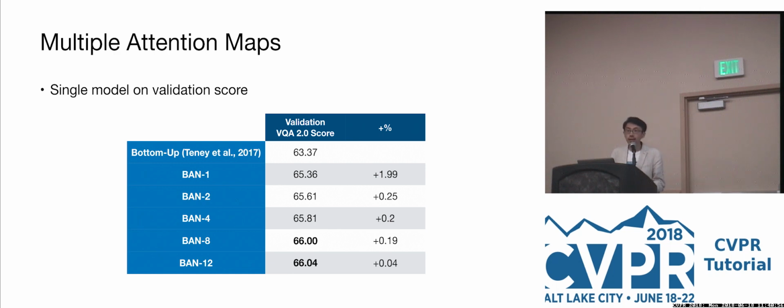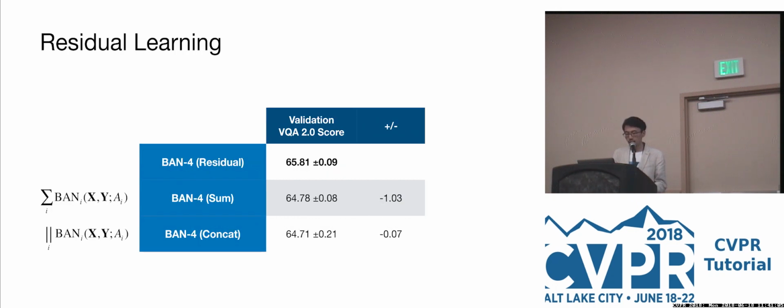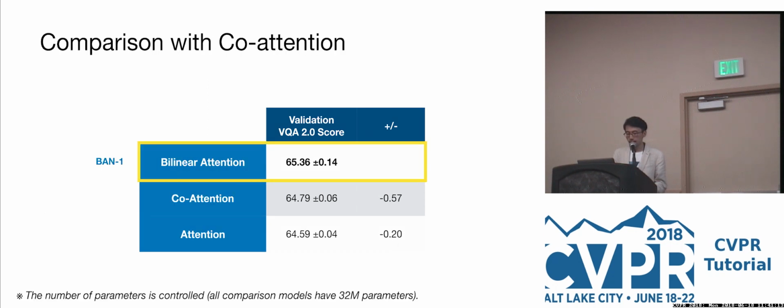Surprisingly, the 8-glimpse model is our best. They keep increasing the performance in our experiment. And residual learning is better than any other methods like summation and concatenation. And this way is way better than co-attention. We compare with the co-attention and just unitary attention.